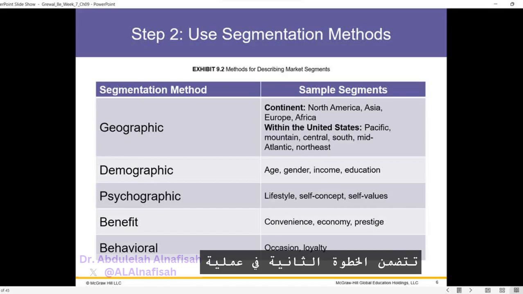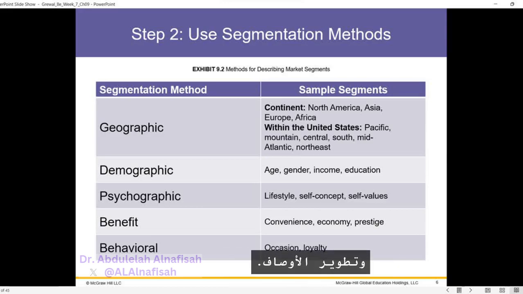Step 2. Use segmentation methods. The second step in the segmentation process involves employing specific methods or a combination of methods to segment the market. This step serves two purposes: segmenting the market into distinct groups and developing descriptions for each segment to enhance understanding of customer profiles. By using segmentation methods, firms can accomplish the following.